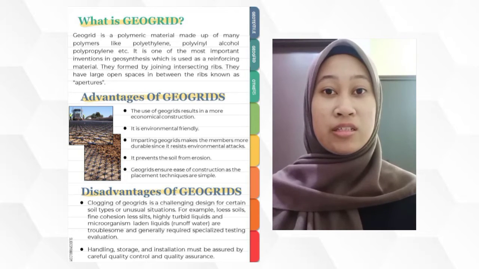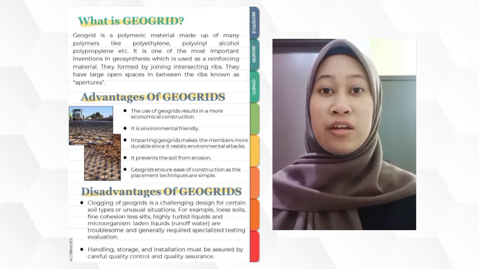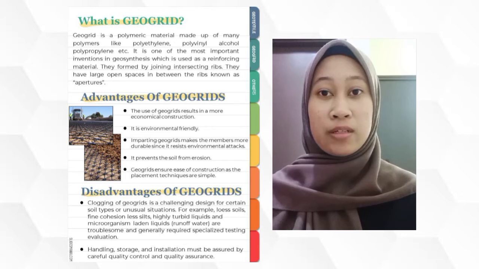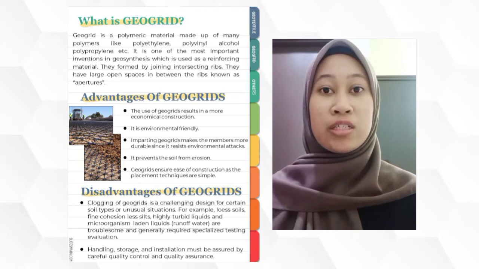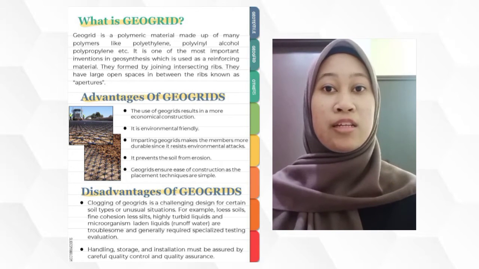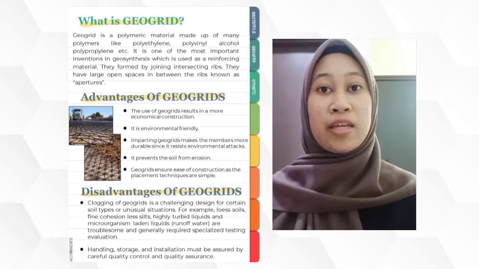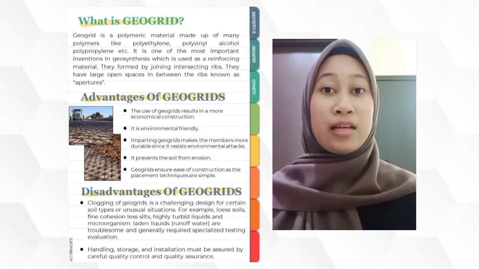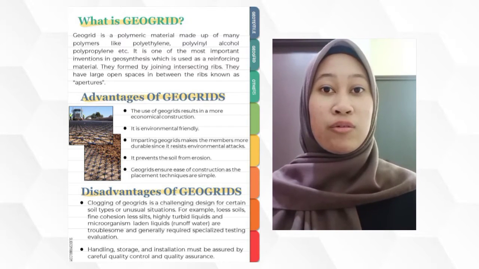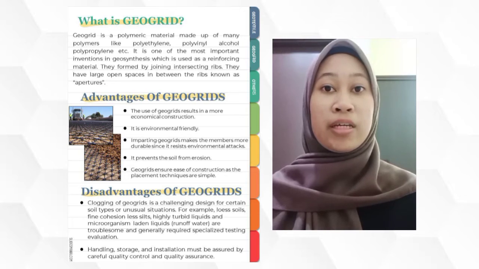When there are advantages, there will also be disadvantages of geogrids, which is that clogging of geogrids is a challenging design issue for certain soil types or unusual situations. For example, loose soil, fine cohesionless silt, highly turbid liquids, and microorganism-laden liquids and run-off water are troublesome and generally require specialized testing evaluation. And lastly, handling, storage, and installation must be assured by careful quality control and quality assurance.